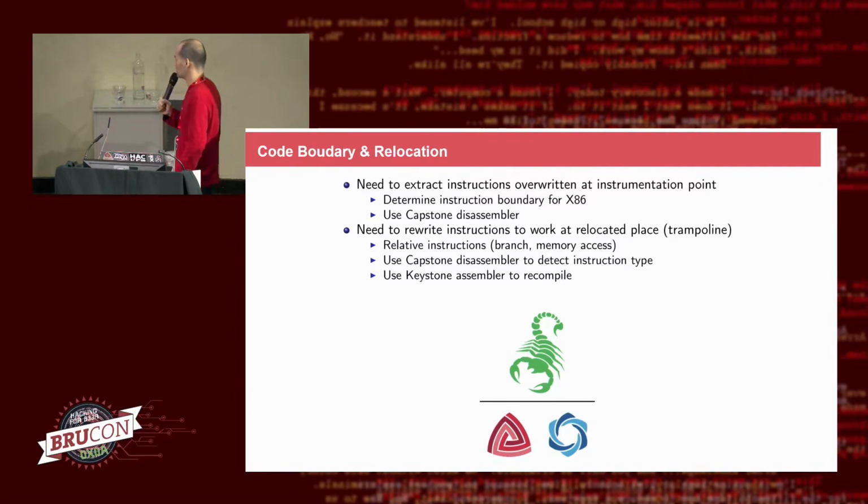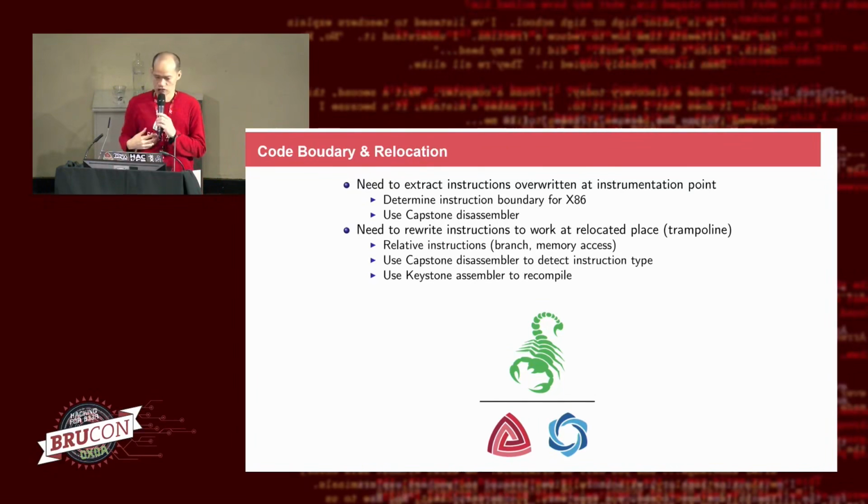There's something in the implementation part. So first of all, we need to override all the original instructions in the memory. And by doing that, we override one or two instructions, for example. So we need to get the instruction boundary, right? Like one or two.